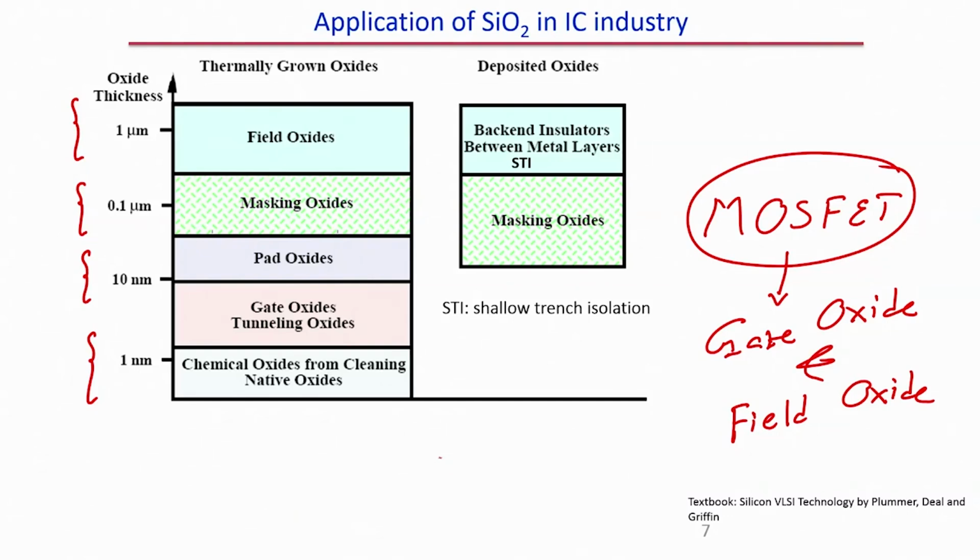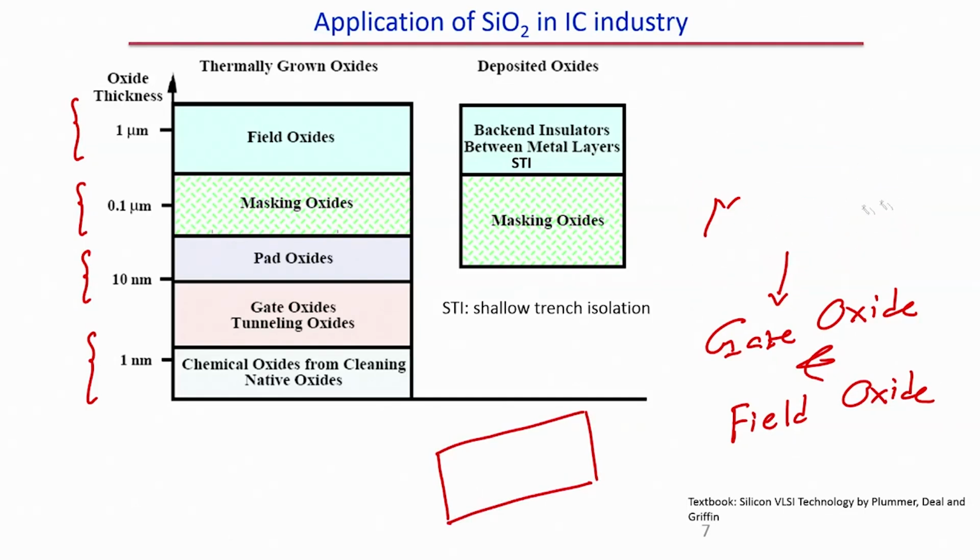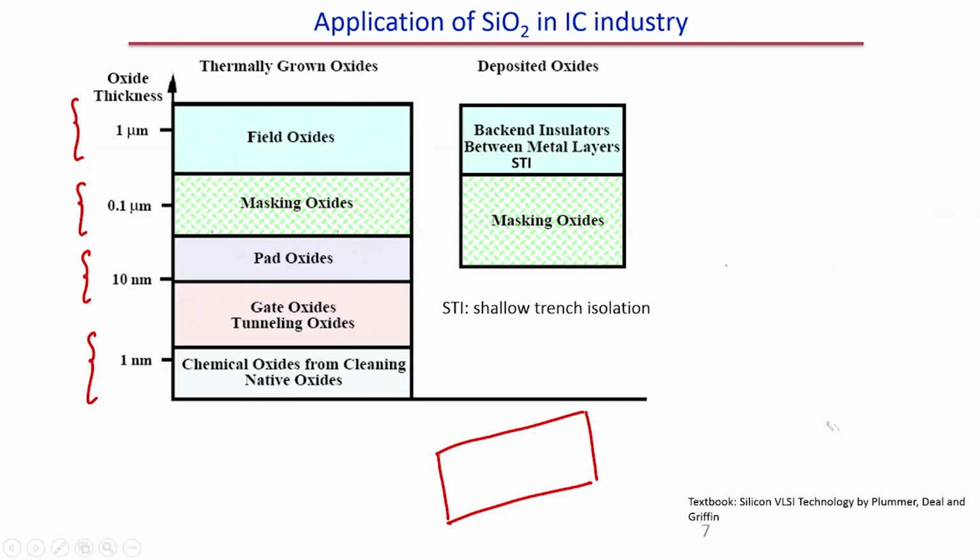Let me draw here. If I want to create a pit in a silicon wafer, this is silicon, I want this structure. So, how can I obtain this structure?